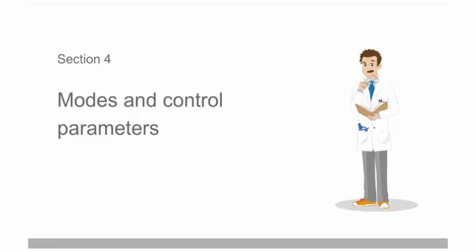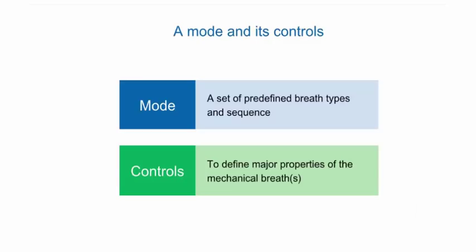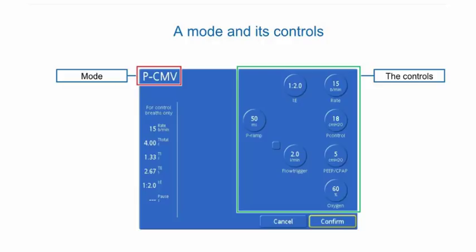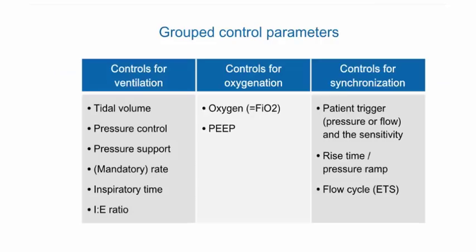Modes and control parameters. Control parameters, or simply controls, are another category of ventilator settings. Modes are designed to define the breath type and sequence, while controls define the main properties of the defined breaths, including triggering, cycling, controlling, targeting, baseline pressure, and FiO2. Every mode has a unique set of controls. Controls can be roughly classified into 3 groups: those for ventilation, those for oxygenation, and those for synchronization. The table shows the common controls in each group.